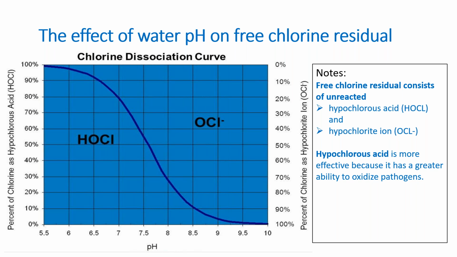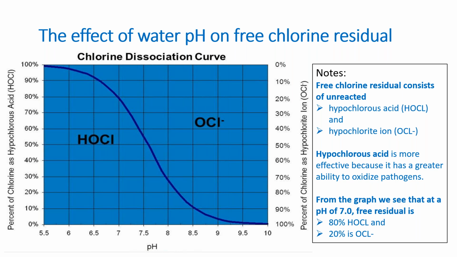And I'll give you an example of how to read this chart. Let's look at a pH of 7. At a pH of 7, we see that it's about 80% hypochlorous acid and about 20% hypochlorite ion. So a pH of 7 gives you a pretty good scenario. There are some things you could do. If you had a high pH, you would probably have to add more chlorine and have longer detention time. But you can also see that there could be a possibility of adjusting the pH down so that you have a more effective disinfection process.